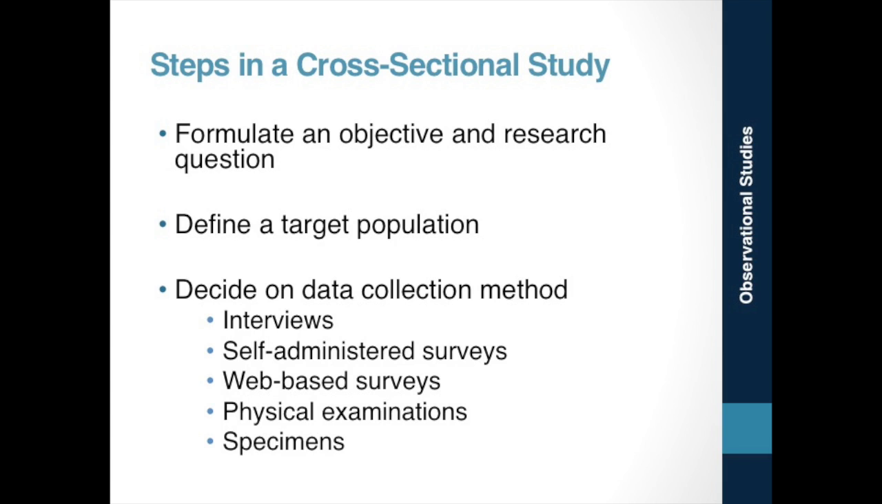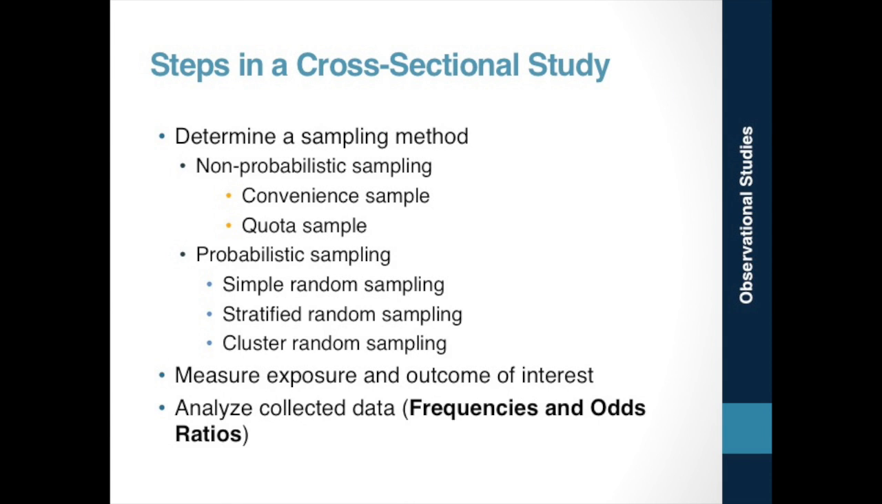There are several steps in conducting a cross-sectional study. First, you formulate your research question, then you define the target population and decide on the data collection methods that will be used. Then you need to select the type of sampling from the population, and this can be non-probabilistic or probabilistic. Then you need to measure the exposure and outcome of interest, and then analyze the collected data. Typically, the measure of association reported in cross-sectional studies are odds ratios.